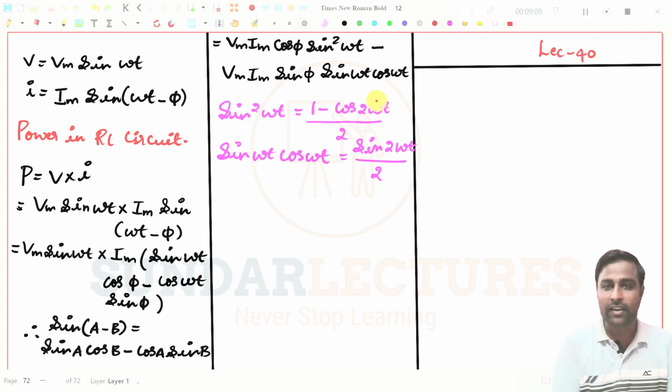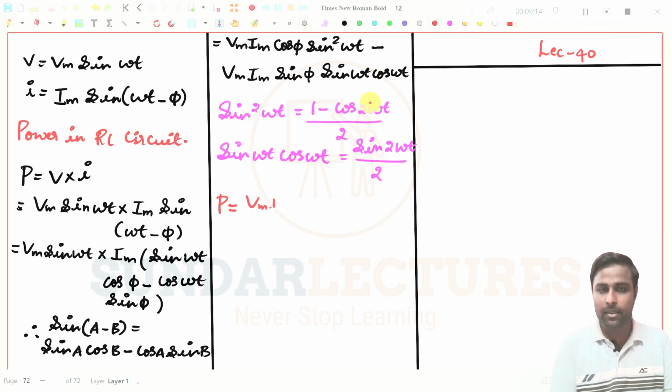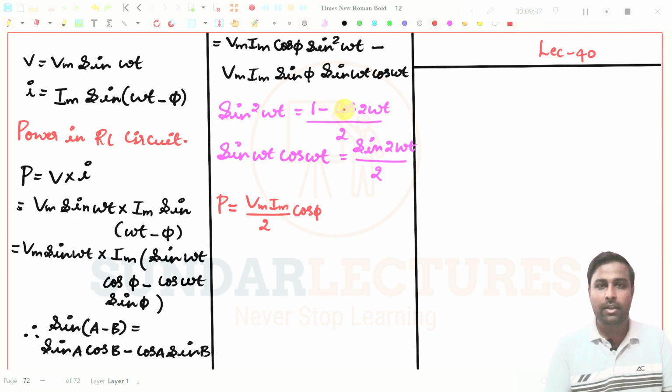Now I can finally write power, which is equal to Vm Im by 2. Instead of the sin square omega t, I have to replace 1 minus cos 2 omega t by 2. I will write Vm Im by 2 cos pi, and this term is nothing but 1 minus cos 2 omega t. That is the first term. I just bring this 2 to the Vm Im side.